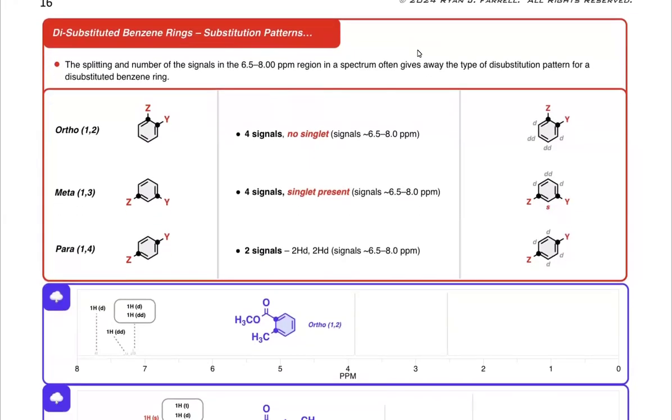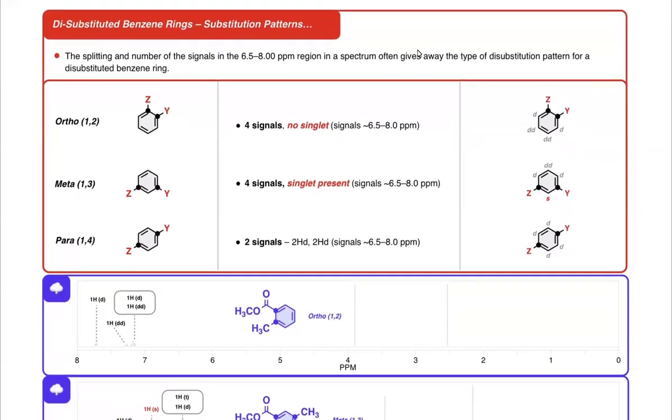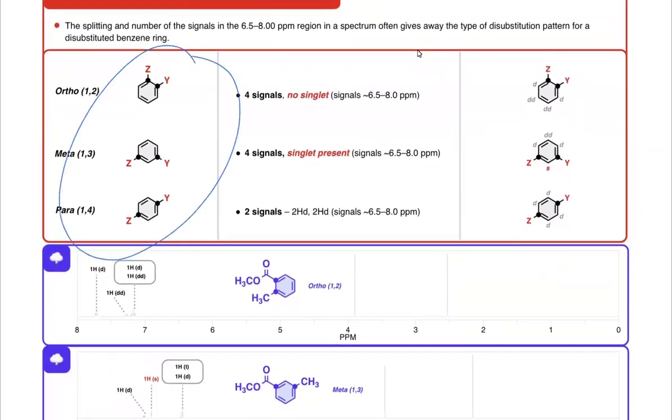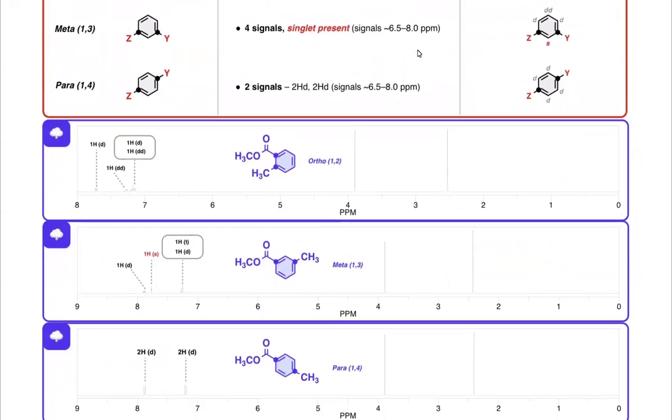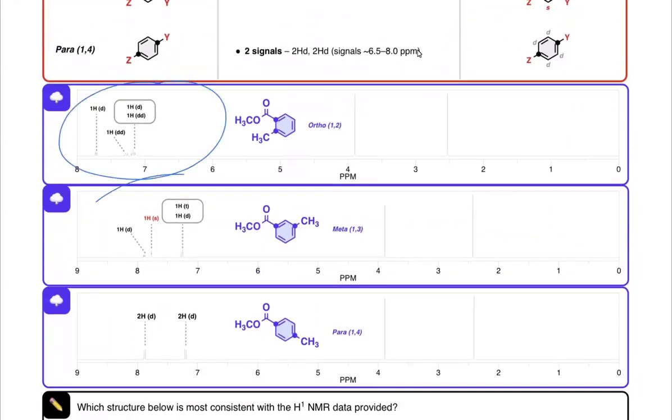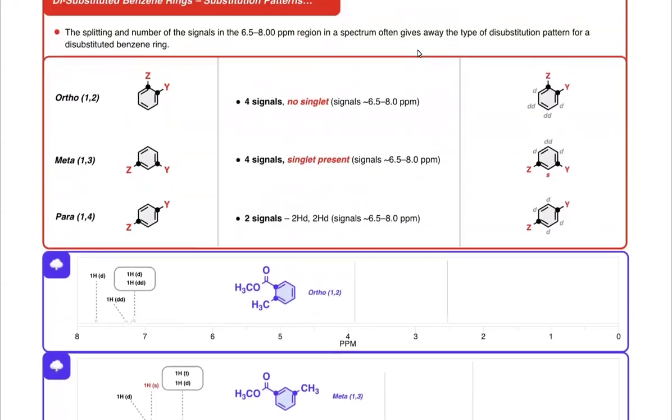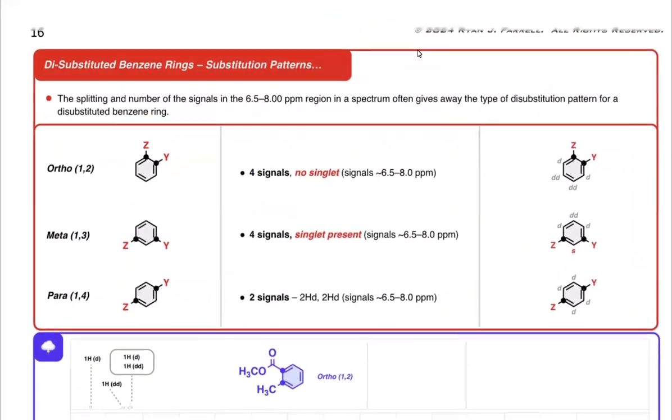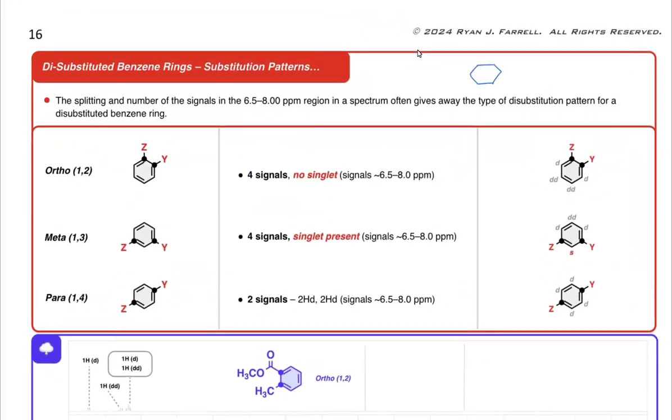All right, everyone, in this video, we're going to talk about how to identify the substitution of a benzene ring, ortho, meta, para, by looking at the spectrum and analyzing that 6.5 to 8 region, the Aryl region. As a friendly reminder, when you're looking at a substituted benzene ring, given where your substituent is, the adjacent position is going to be the ortho position. The position beyond that, 1,3 away, is the meta, and the position 1,4 away, all the way across the benzene ring, is the para position.